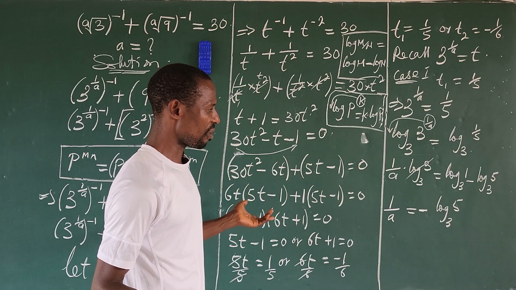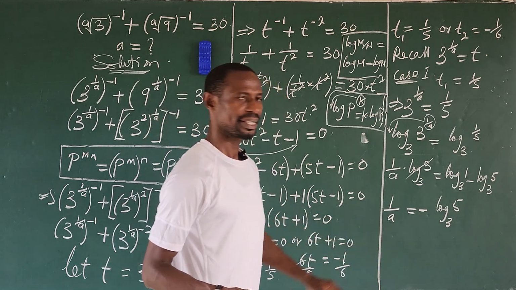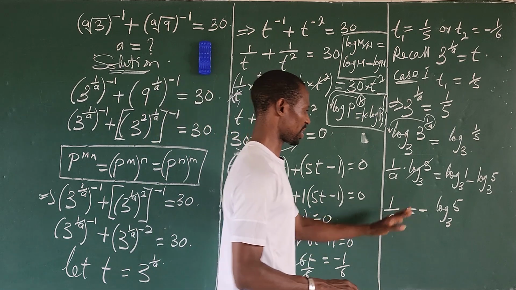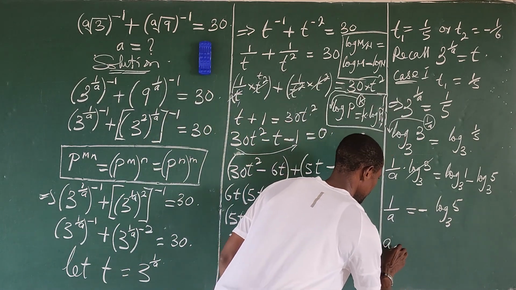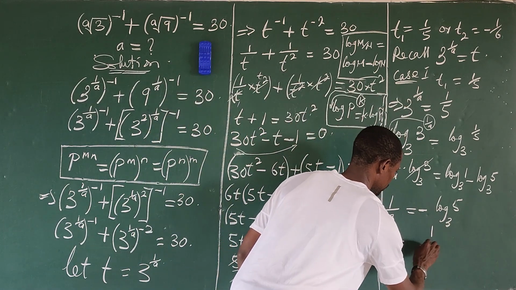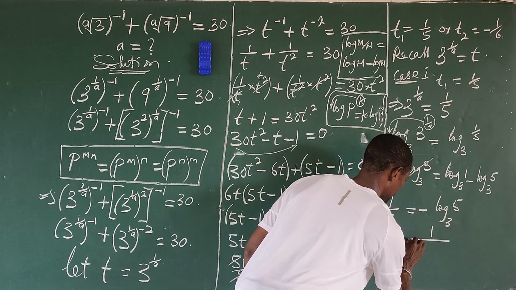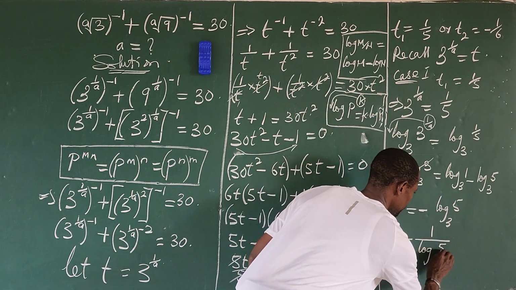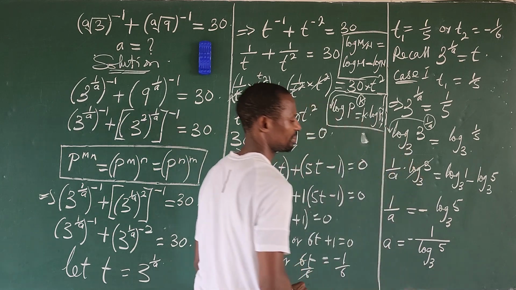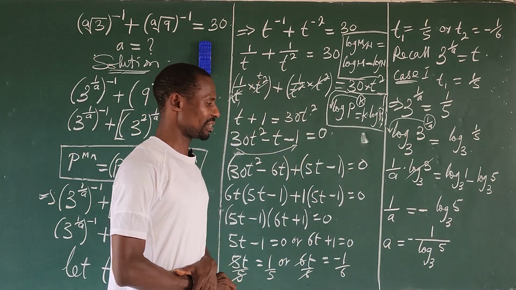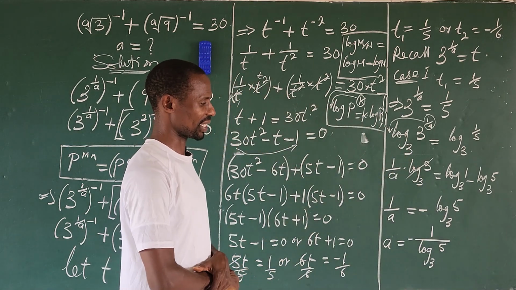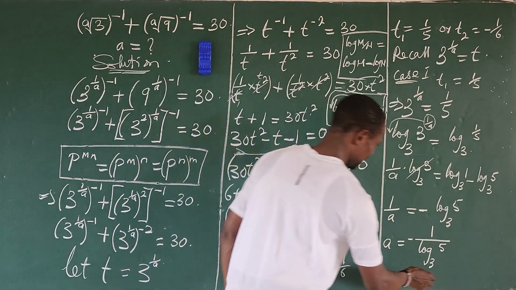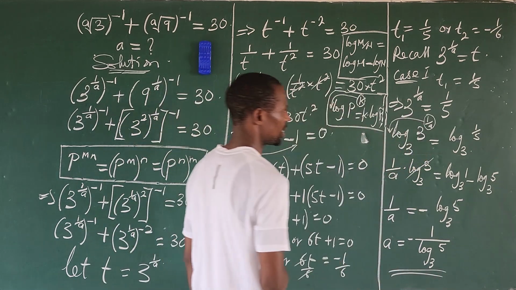Again, we are looking for a. So we find the reciprocal of everything here. If we find the reciprocal of everything, this is going to give us a is equal to 1 all over, with our minus sign here, then we have log 5 base 3. This is the value of a that will satisfy the original equation. Very easy. Okay. Now let's look at case 2.